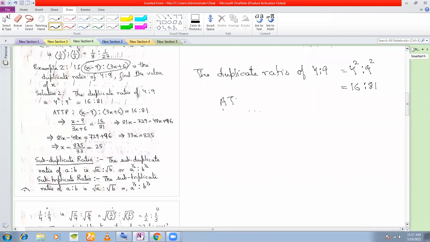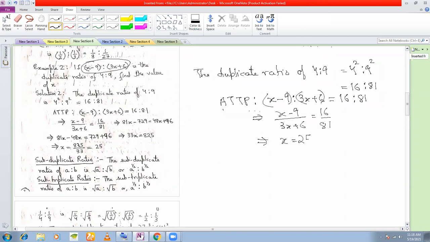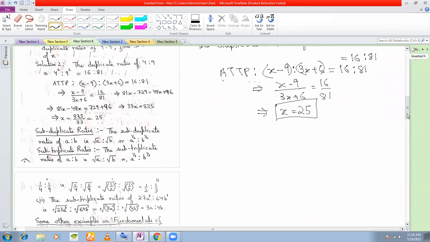So according to the given problem, x minus 9 is to 3x plus 6 must be equal to 16:81. And then you get an equation here. We solve this equation. First write it as a fraction. You solve this equation, you get x is equal to 25. Fine. So that is a simple illustration.